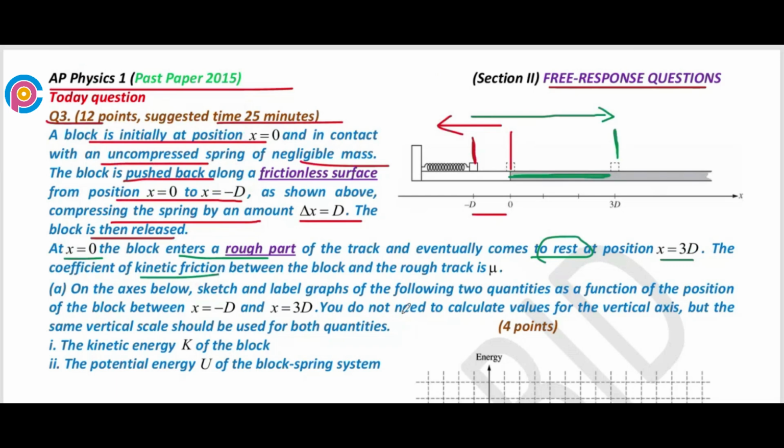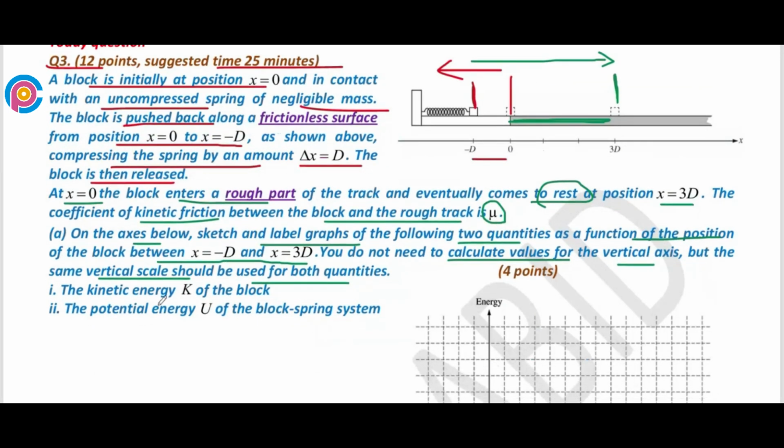The coefficient of kinetic friction between the block and the rough track is mu, the coefficient of friction we are provided. Part A is the question. On the axis below, sketch and label a graph of the following two quantities as a function of position x, from x equal to minus d to 3d. You don't need to calculate values for the vertical axis, but some vertical scale should be used for both quantities: kinetic energy of the block and potential energy of the block.